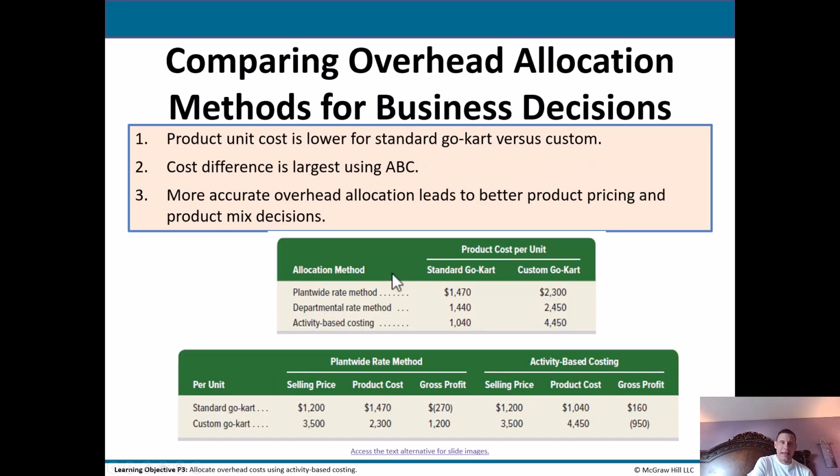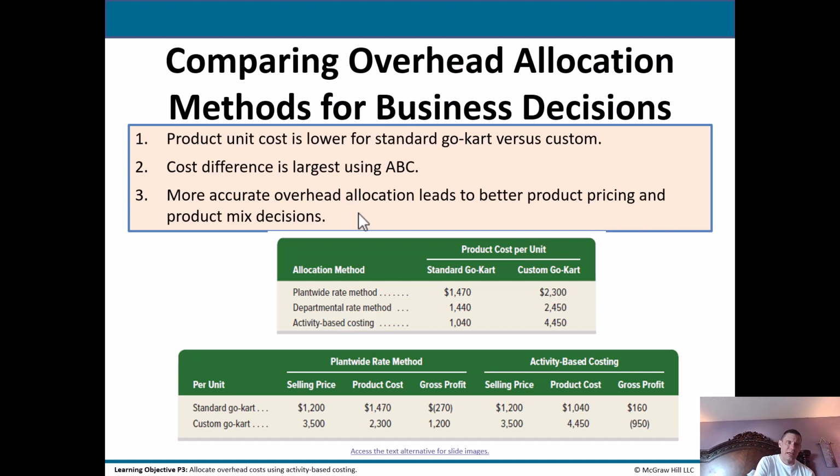So, comparing overhead allocation methods for business decisions. We'll talk about 1, 2, and 3 just real quick. Number 1, product unit cost is lower for the standard go-kart versus the custom. We just noticed that on the last slide. The cost difference is largest using ABC. We just said that. And the more accurate overhead allocation leads to better product pricing and product mix decisions. So having your products properly costed leads to having your products properly priced.